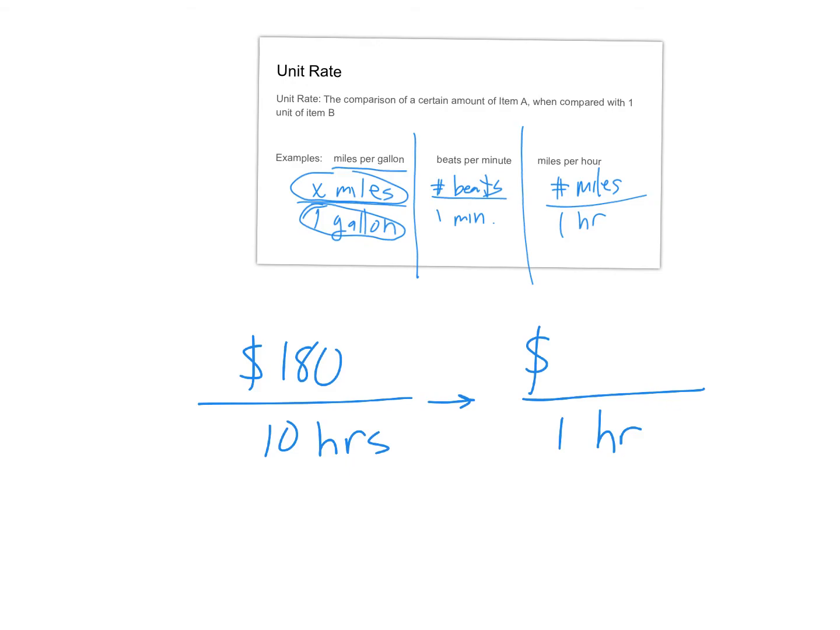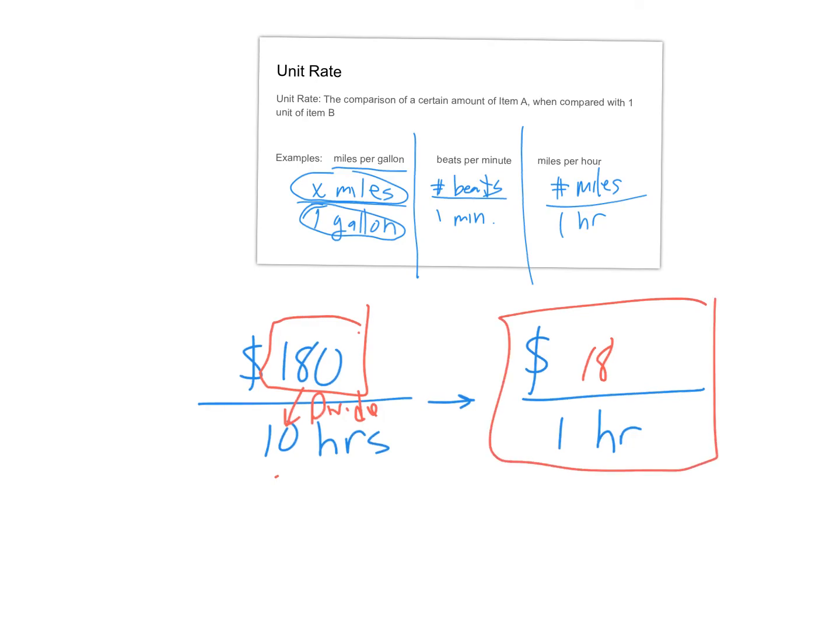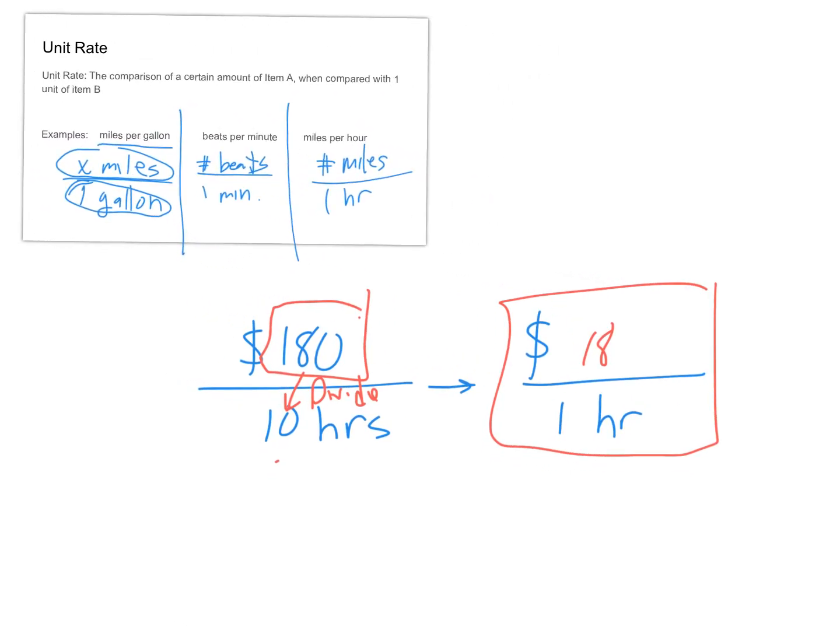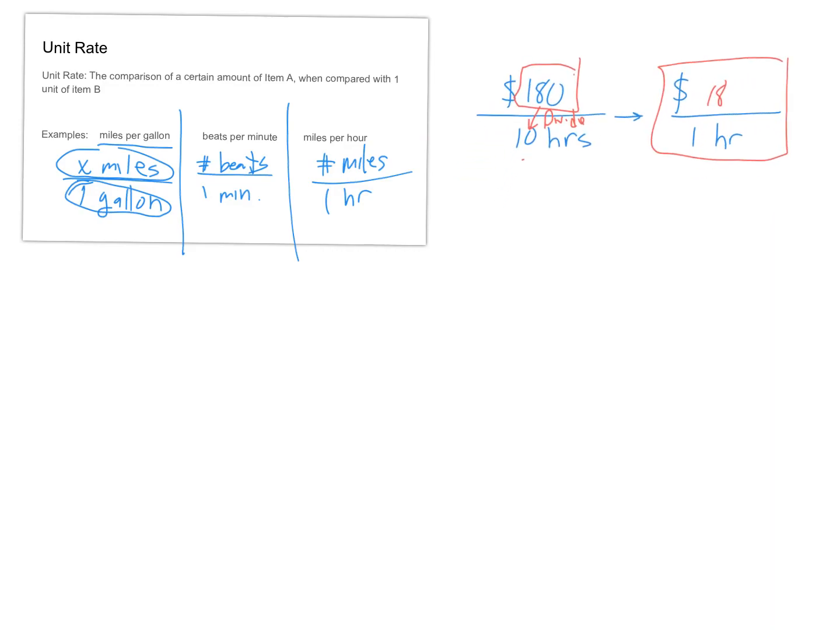So the easiest way to calculate any unit rate is you take the top number and divide it by the bottom number. So for instance, in this case, 180 divided by 10 is 18. So you would have $18 an hour. That would be your rate of pay, which is indeed a unit rate. Okay, we'll switch this down again. Scooch this over here. Let's do another example real quick.